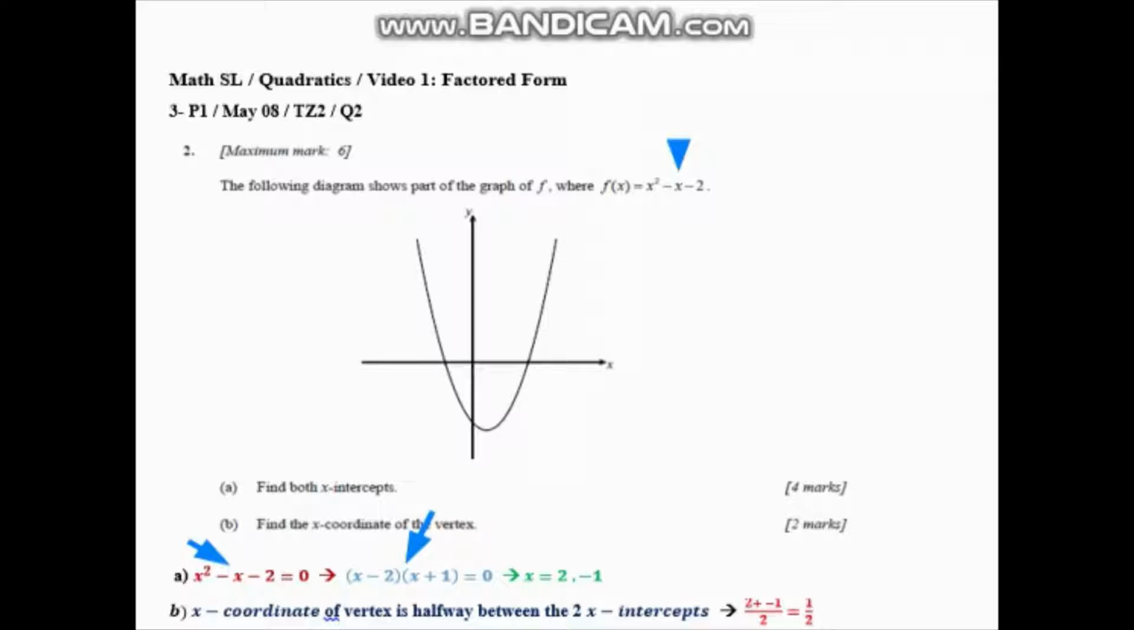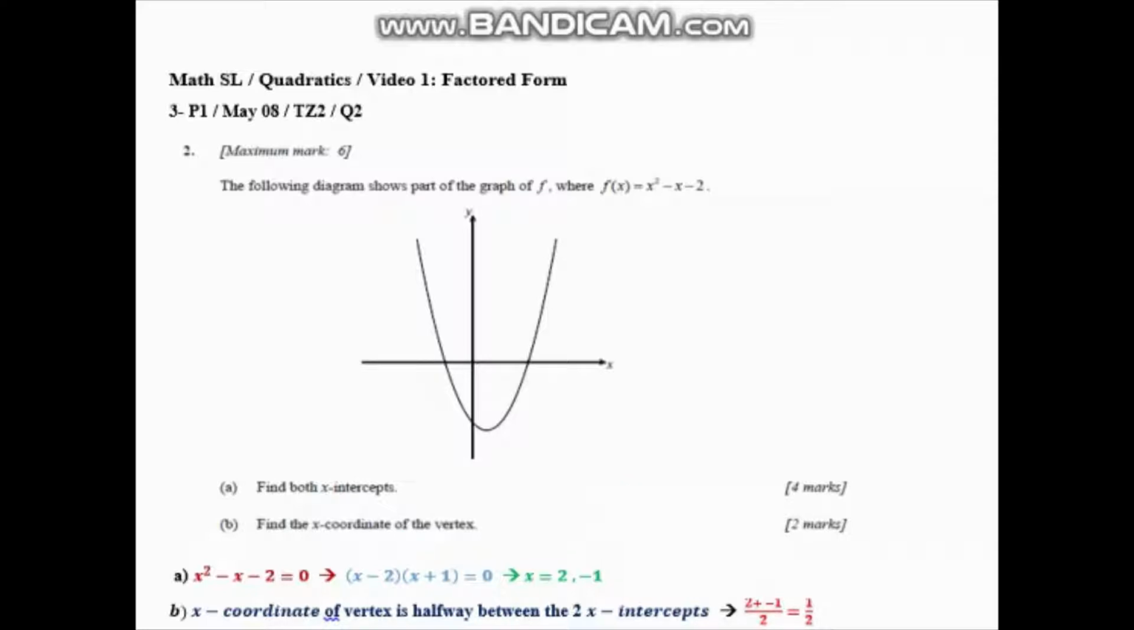So the values of x that would make this expression equal to 0 are the values of x that would make the two brackets equal to 0. And since the first bracket is x minus 2, then if I put 2 instead of x, I would get 2 minus 2, which is 0. Hence 2 is one of my x-intercepts. For the second bracket, I have x plus 1. So if I put negative 1 instead of x, I would get negative 1 plus 1, which is 0. Hence negative 1 is also an x-intercept.